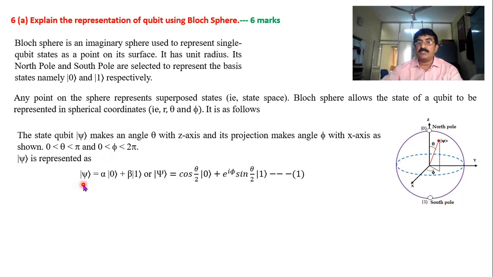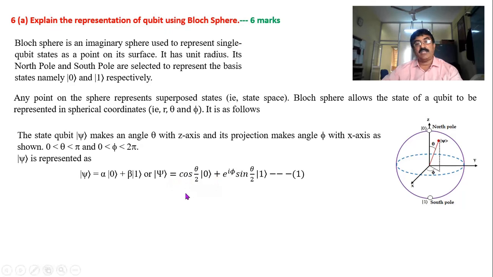Now the superposed state is represented by alpha ket 0 plus beta ket 1. We can show that psi is equal to cos theta by 2 ket 0 plus e to the power of i phi sin theta by 2 ket 1. Dear students, please remember this equation. We are not going to derive it; we can prove it, but it is not necessary. Please try to remember this equation.